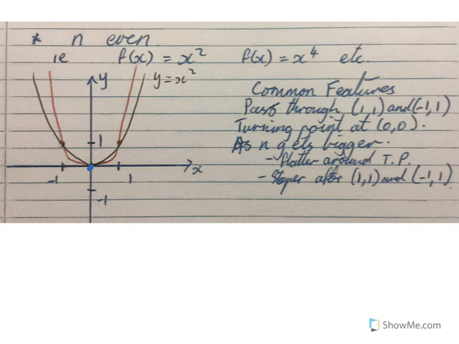Our turning points there, they go through (1, 1) and they go through (negative 1, 1), and the bigger the power, like the red one's the x to the 4, it's got that same flatness around the turning point and then a steeper section, the same as the odd ones. The only difference is odd ones wiggle like that, even ones wiggle like this. Now an example of an even one.